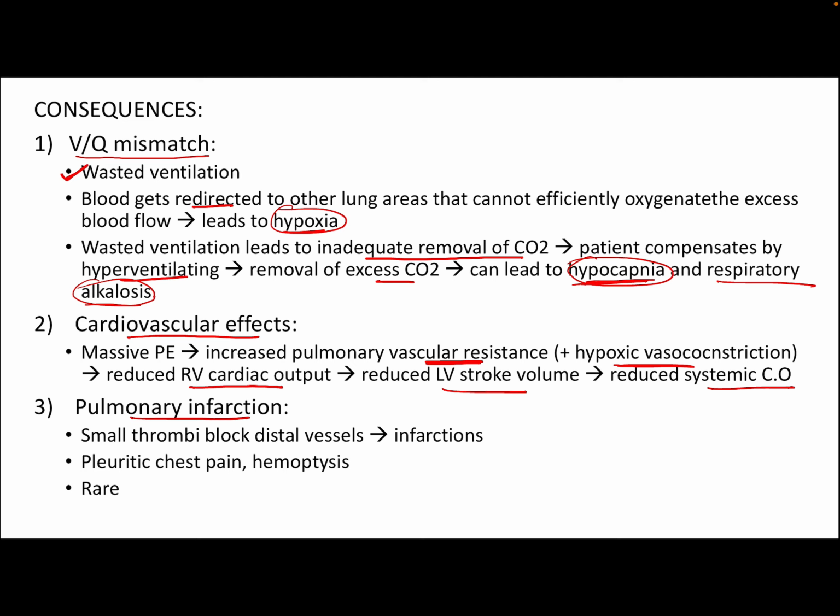The third consequence is pulmonary infarction. So here, if small thrombi block distal vessels, that can reduce blood flow to those regions, and it can lead to ischemia and infarctions. These usually present with a pleuritic type of chest pain, and in severe cases it can also cause hemoptysis. But you should remember these pulmonary infarctions are pretty rare.